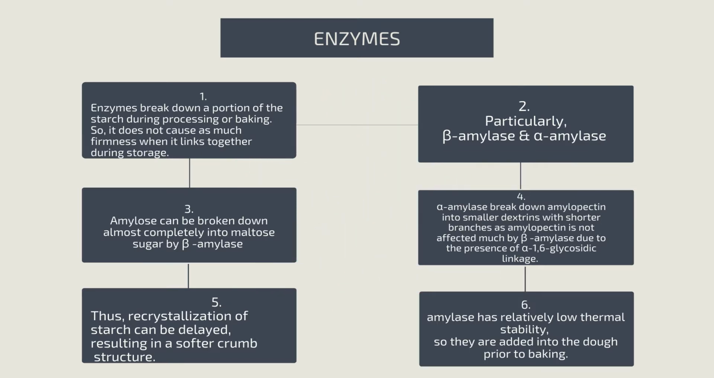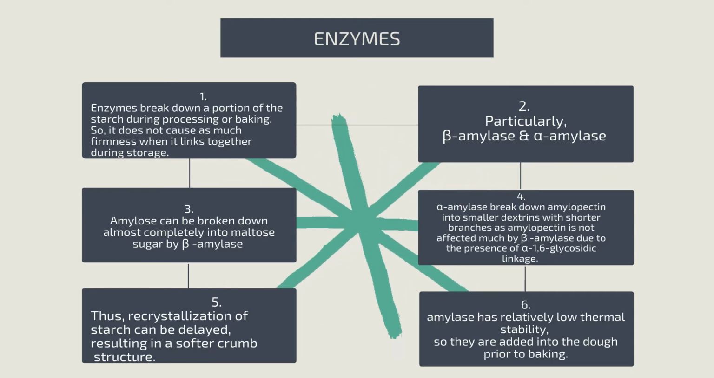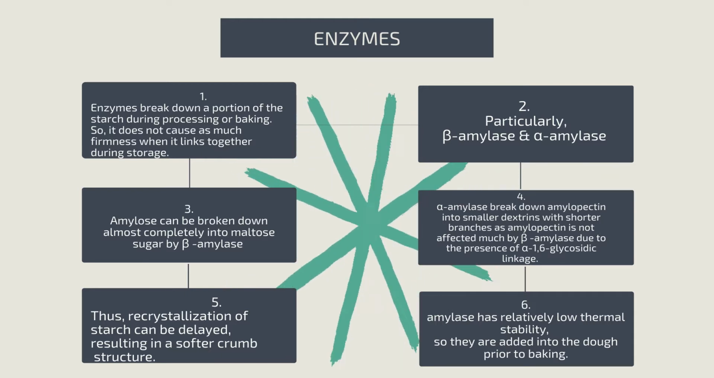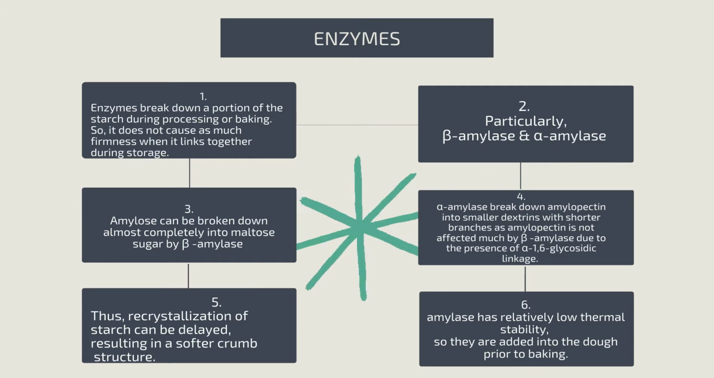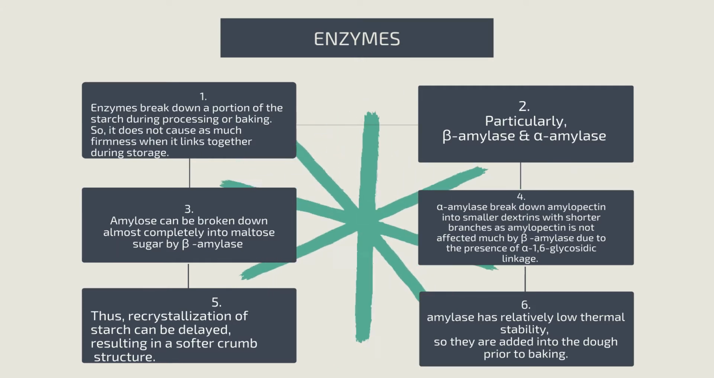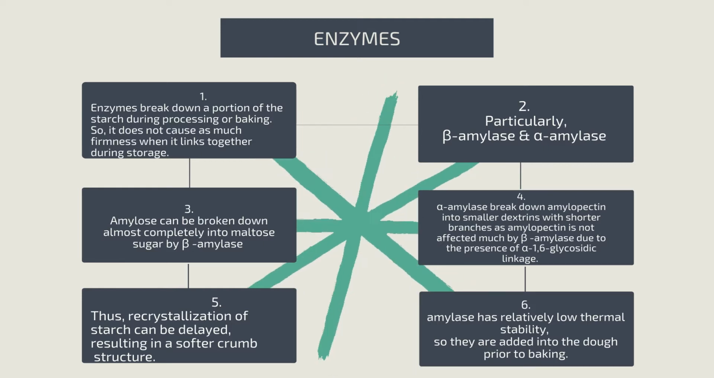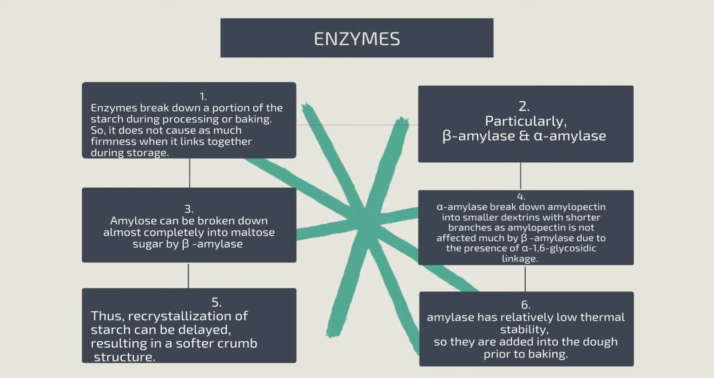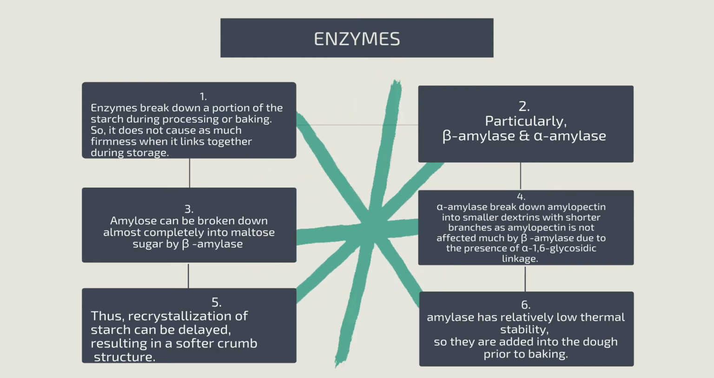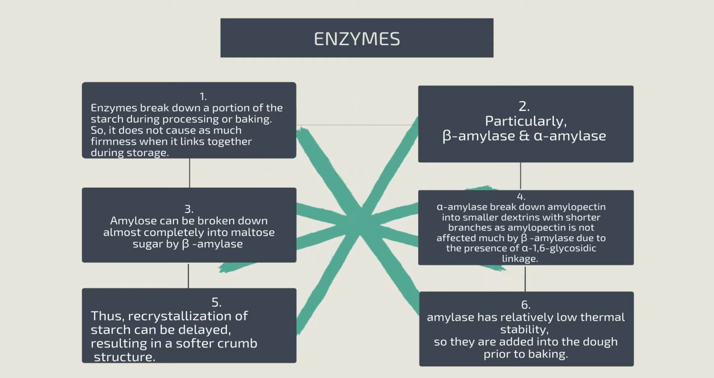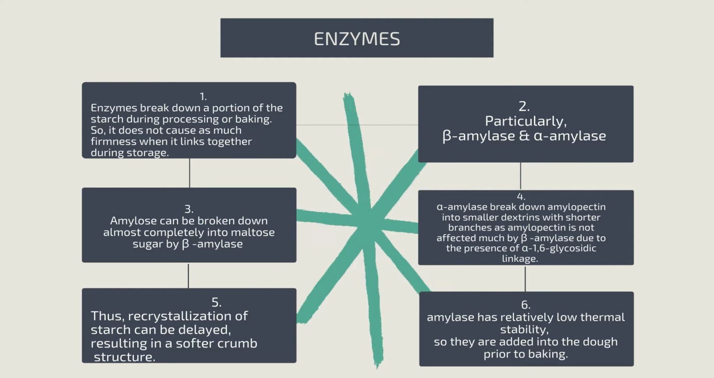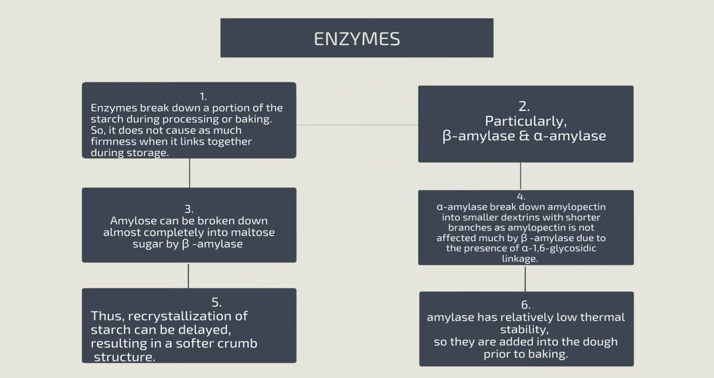Amylose can be broken down almost completely into maltose sugar by beta amylase, whereas alpha amylase breaks down amylopectin into smaller dextrin with shorter branches, as amylopectin is not affected much by beta amylase. This is due to the presence of alpha-1,6 glycosidic linkage. Thus, recrystallization of the starch can be delayed, resulting in a softer crumb structure.